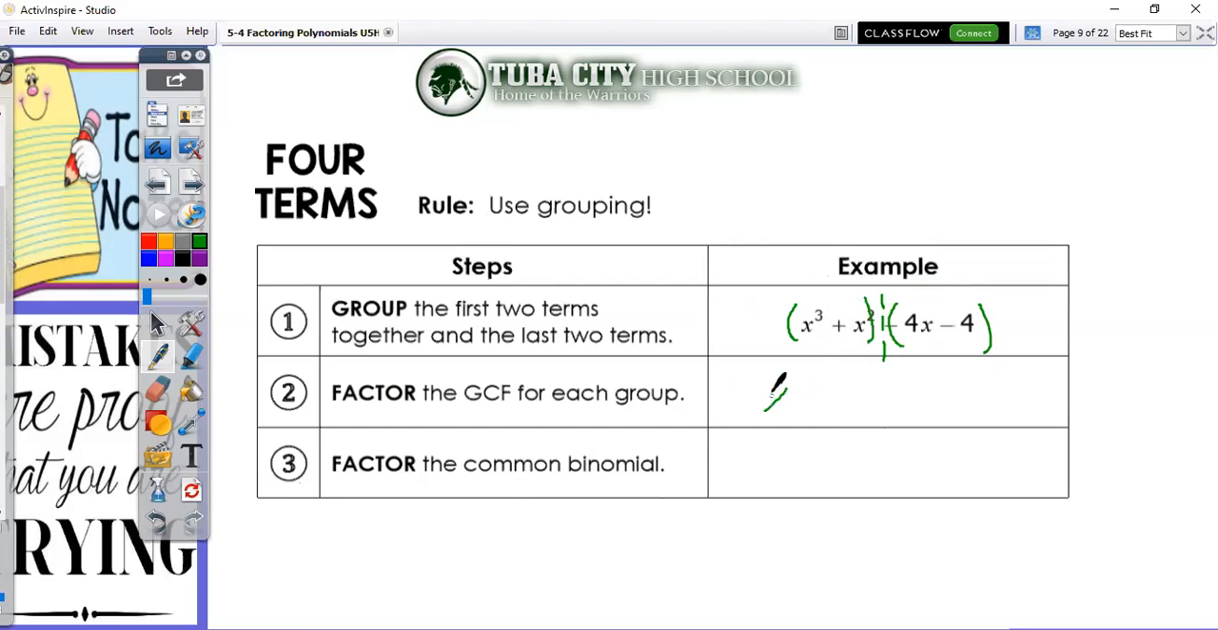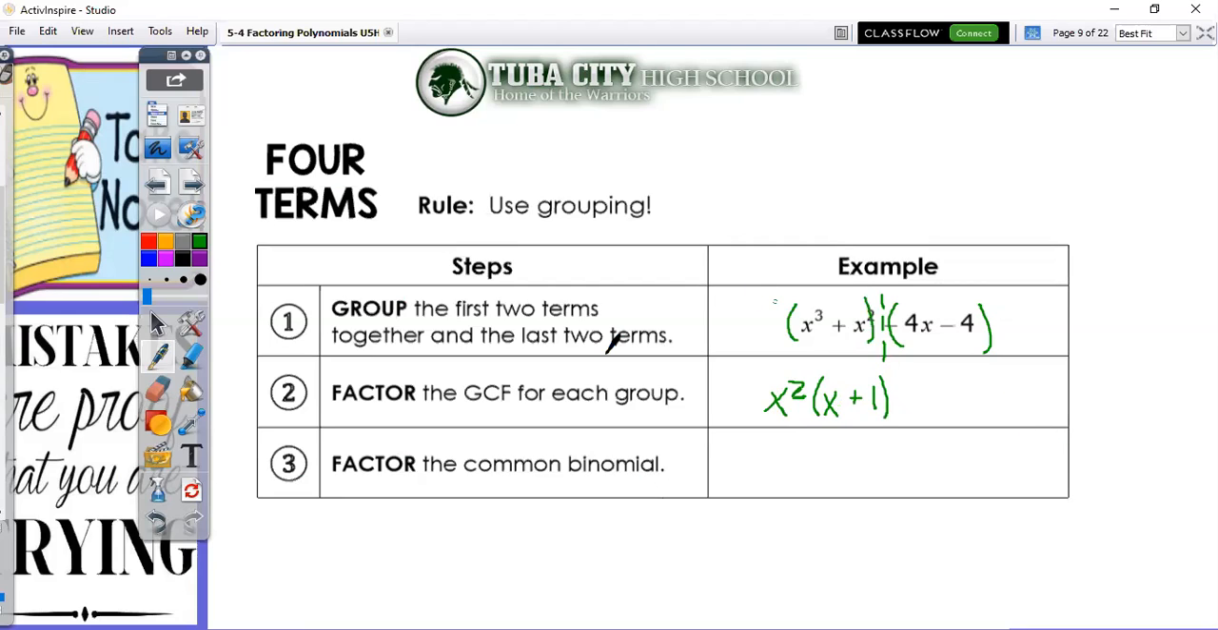In this case, I'm going to look at this first group. What can I take away? They both have x. But not only do they both have x, they have 2 x's. So if I take an x squared from this guy here, he's only left with 1. X squared divided by x squared is going to be 1.